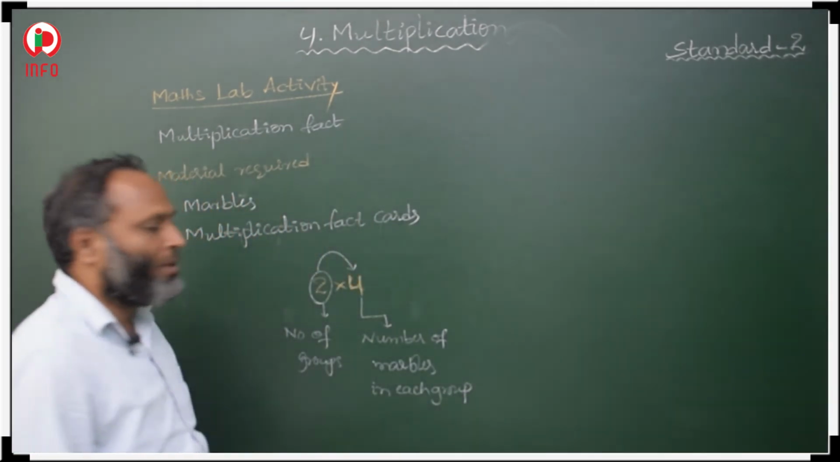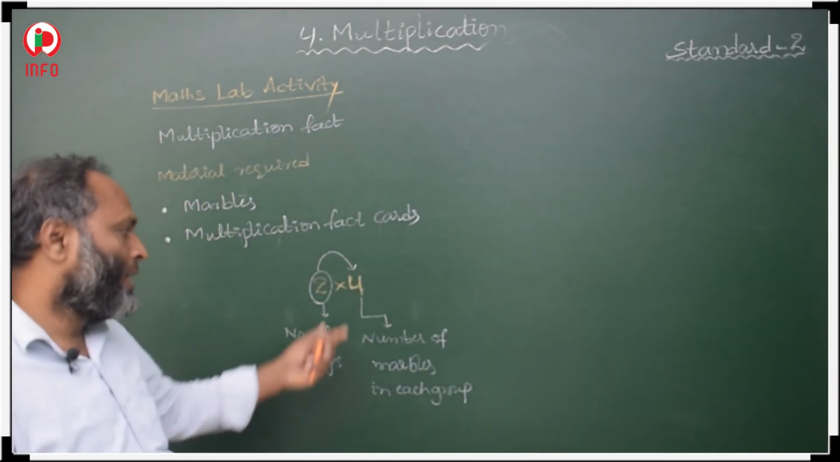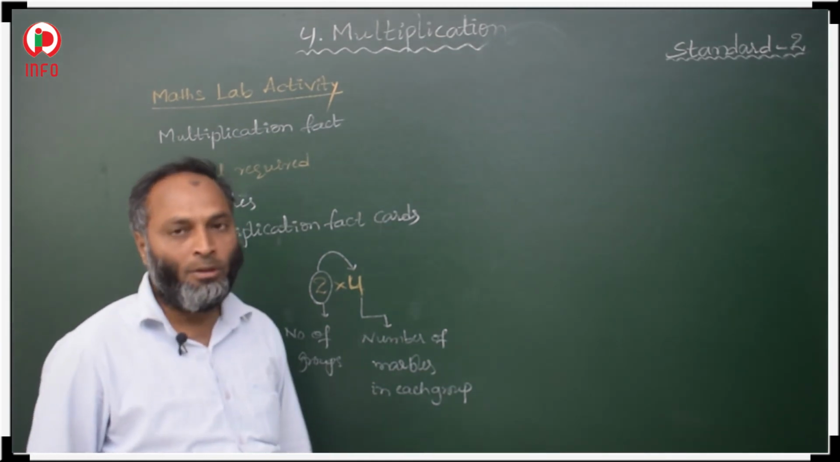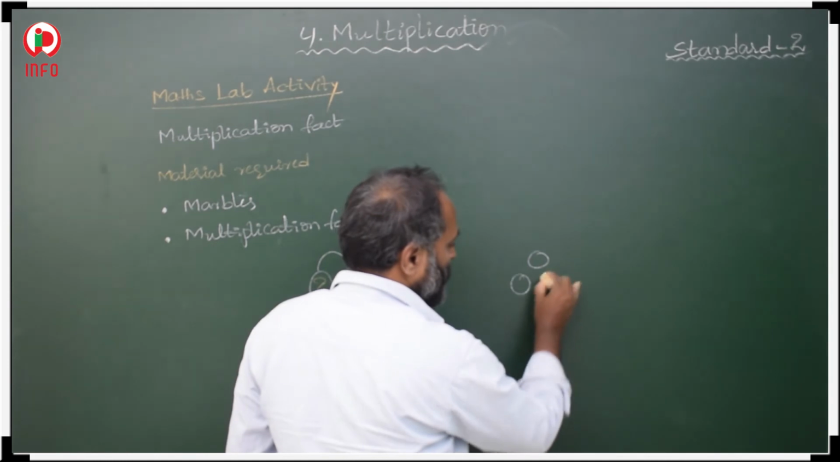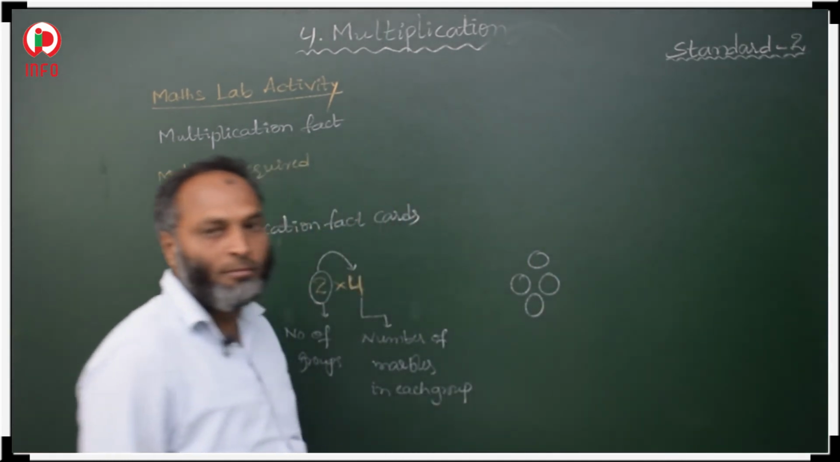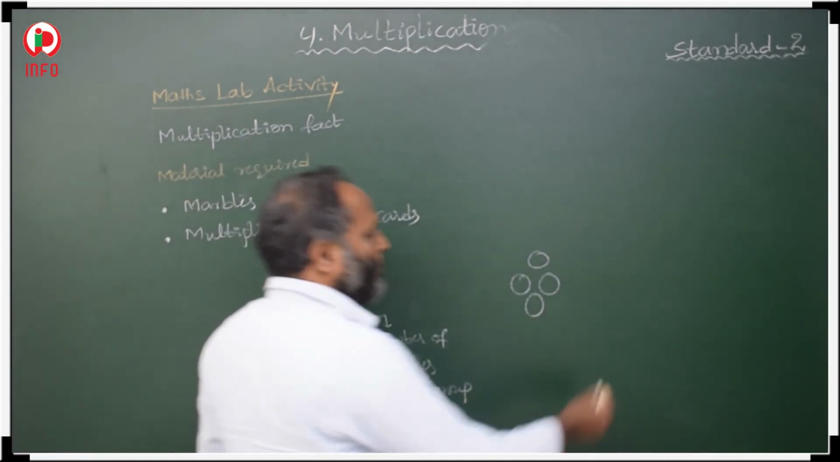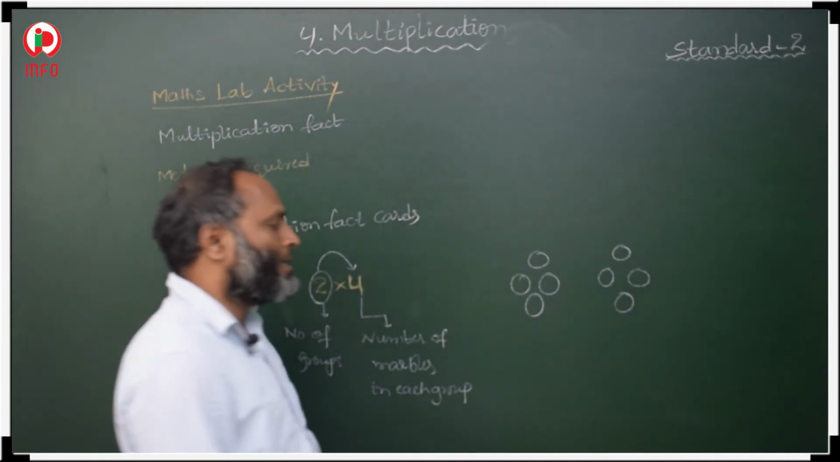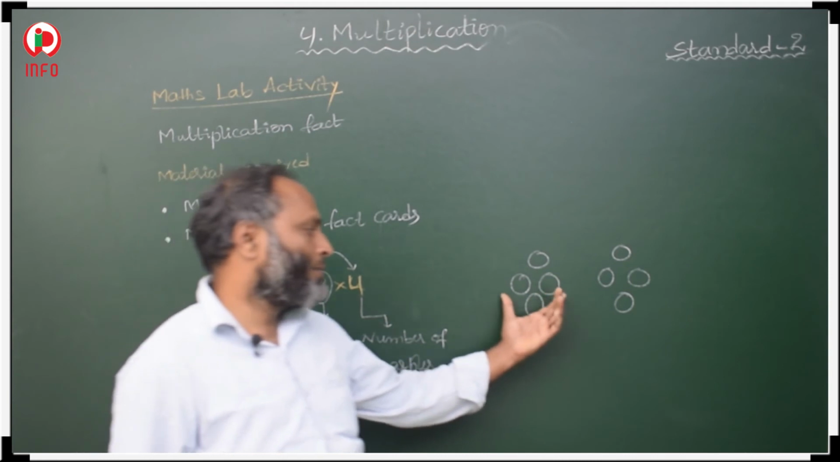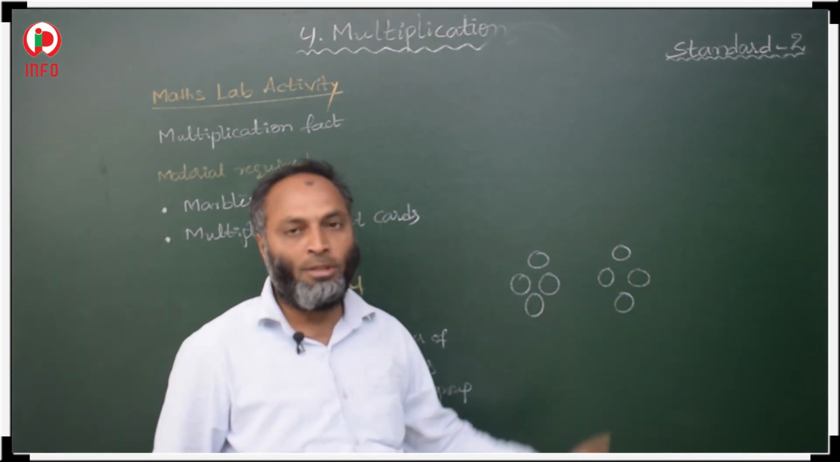The second group comes forward and arranges 2 groups. How many marbles are there in each group? 4 marbles. In one group they should arrange 4 marbles. In one more group, the second group, they should arrange 4 more marbles. So this is our 2 groups. In 2 groups we have 4 marbles in each group.